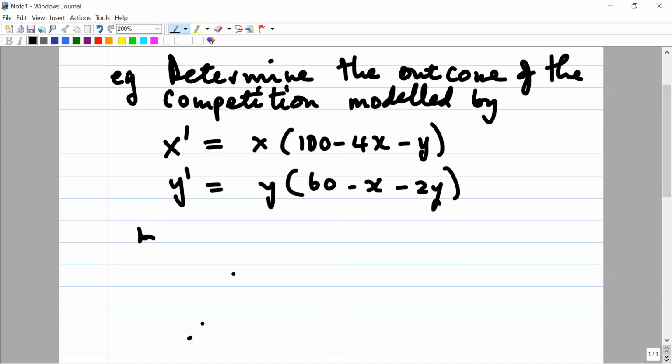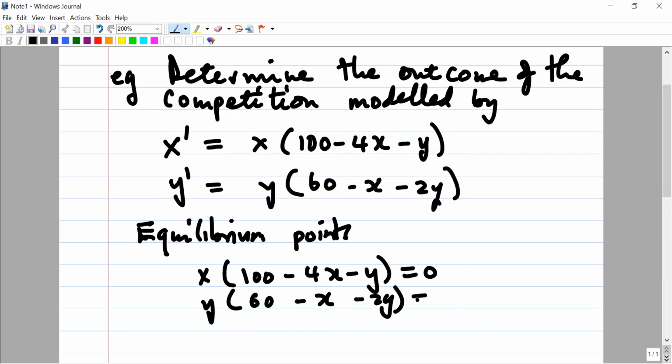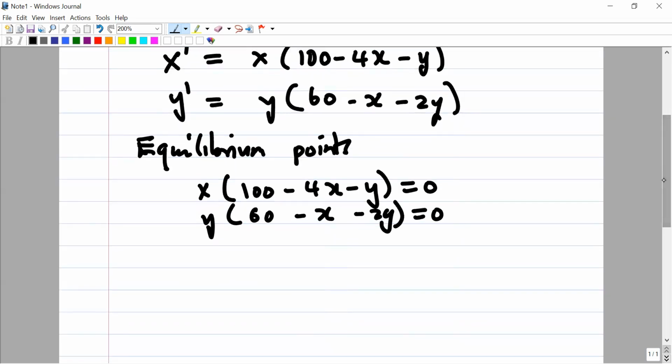So how do we find the equilibrium points? We set the right hand side of each equation to 0 and solve for x and y simultaneously. So that's what we are going to do. So what are the equilibrium points? It's x times (100 minus 4x minus y) equals 0, and y times (60 minus x minus 2y) equals 0. In class, we talked about how we can solve these. So we have different combinations.